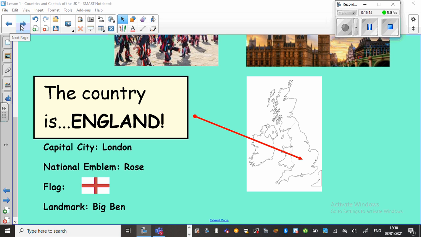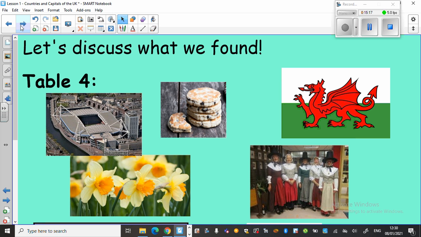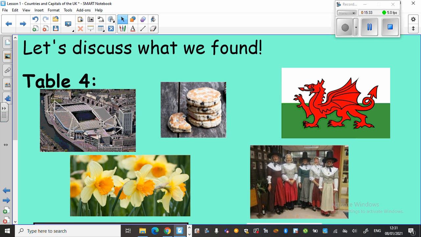Now, moving on to the last one, we should know which one this is now because we've eliminated all the others, but let's just discuss what we found. So we had the flag. We have this food here, which is a type of cake, and I'll tell you what that is in a second. We've got the Millennium Stadium here. We've got a daffodil, and we've got some traditional dress.